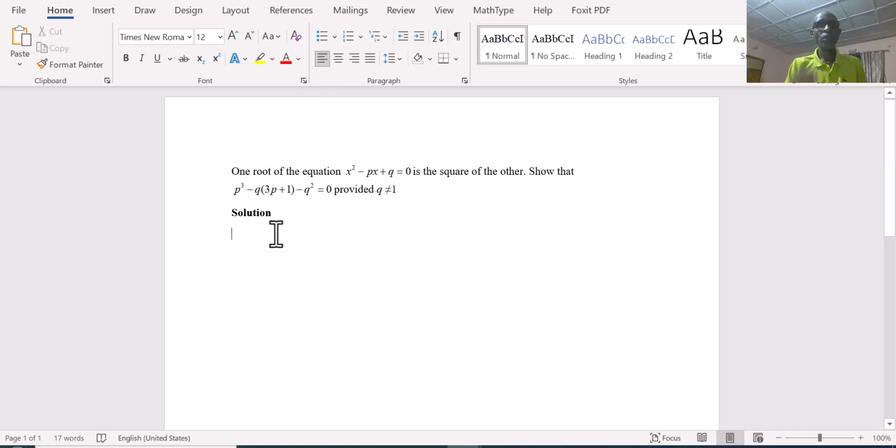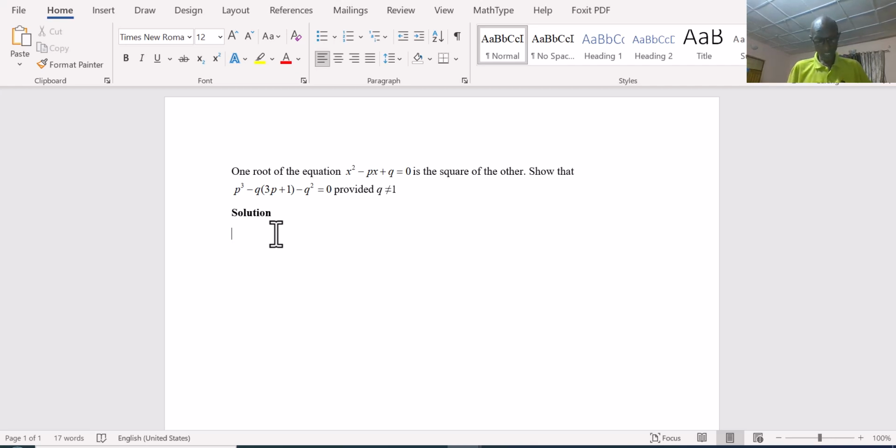Okay, we are now dealing with problems on quadratic equations. This question says one root of the equation x squared minus px plus q equals 0 is the square of the other. Show that p cubed minus q(3p plus 1) minus q squared equals 0, provided that q is not equal to 1. So let's see how we go about solving this quadratic equation.